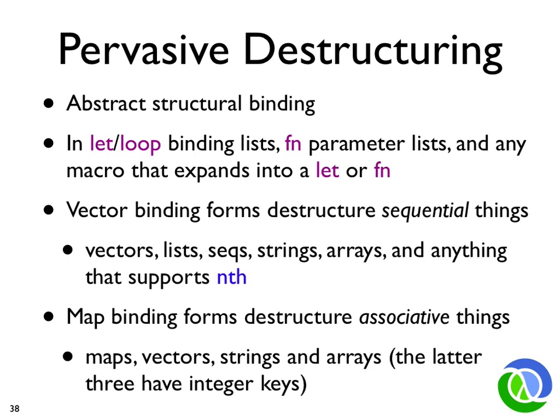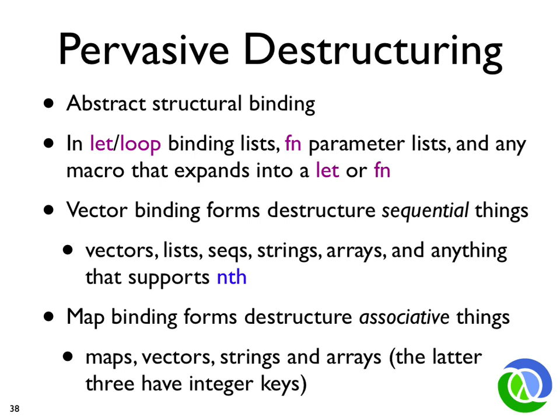Clojure has pervasive destructuring. Destructuring is pretty cool, I think. Pattern matching is all the rage, and I'm not exactly a fan. I like the destructuring part of pattern matching, but I don't like the switch statement part of pattern matching. So Clojure has destructuring, but it has it everywhere. But like the other parts of Clojure, destructuring is based around abstractions. It's what I call abstract structural binding.